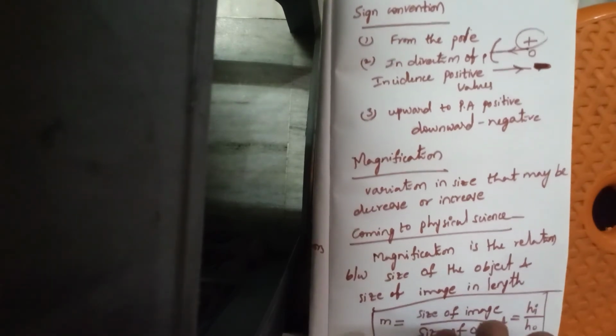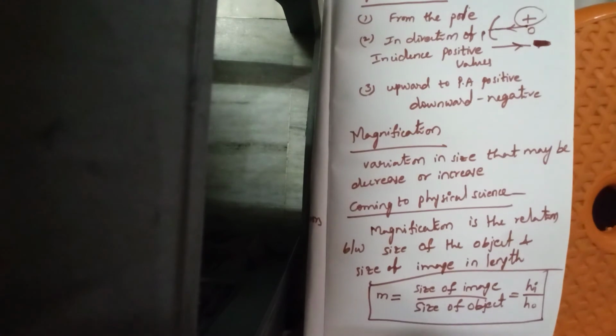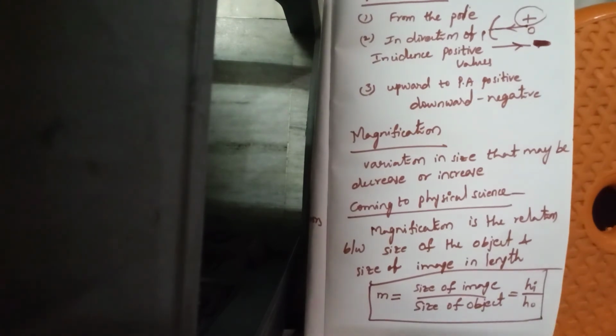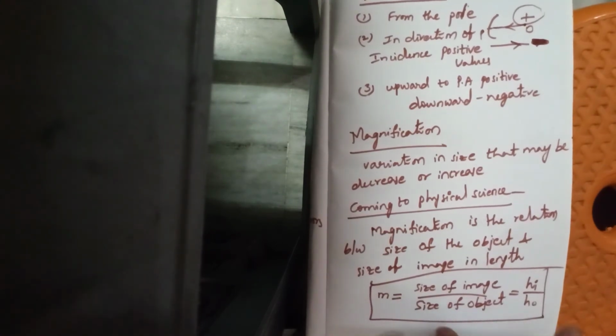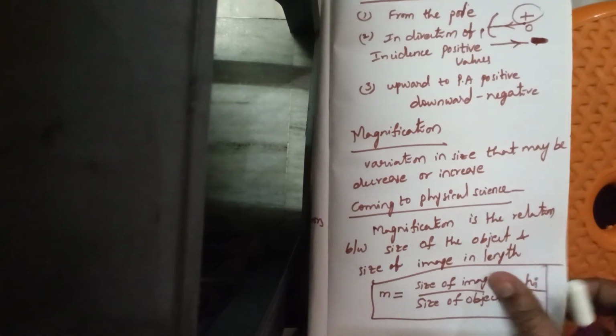And coming to your lesson, this is the relation between image length and object length. So magnification formula is m is equal to height of the image by height of the object. So this is the basic definition. Here also we can derive some formula for this magnification.